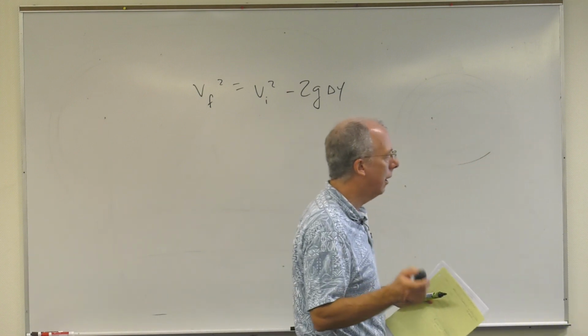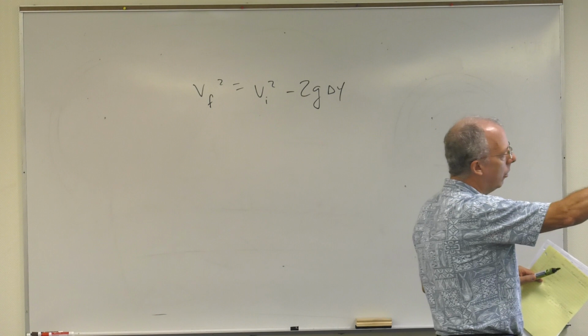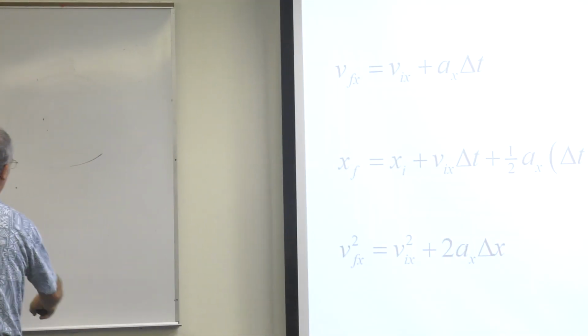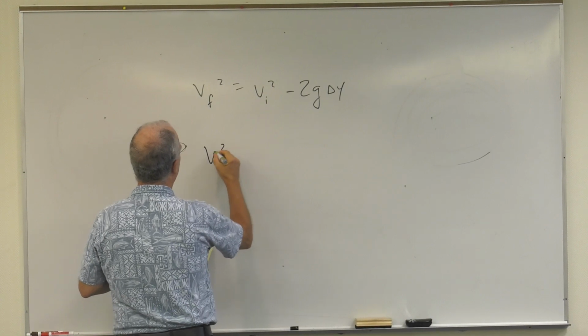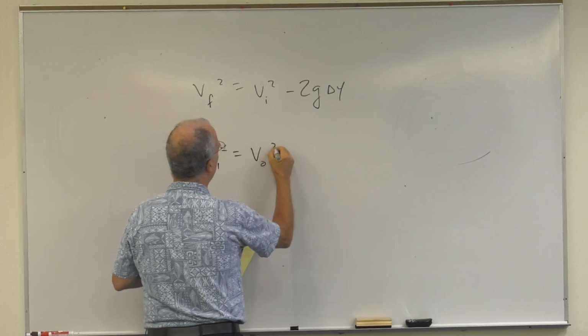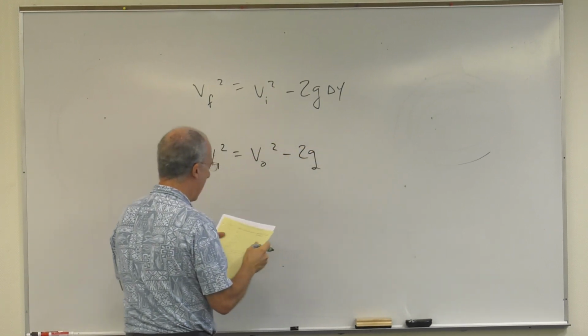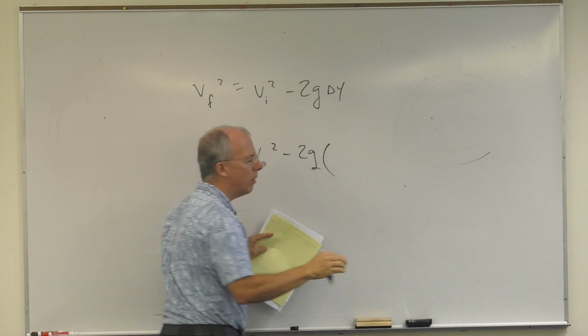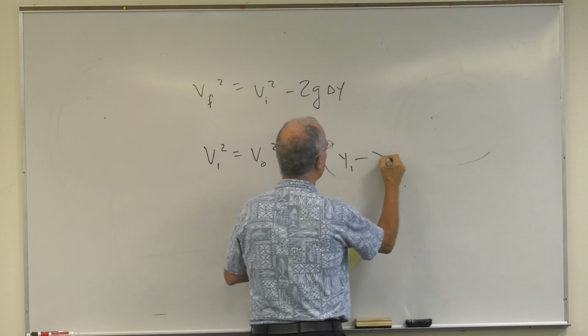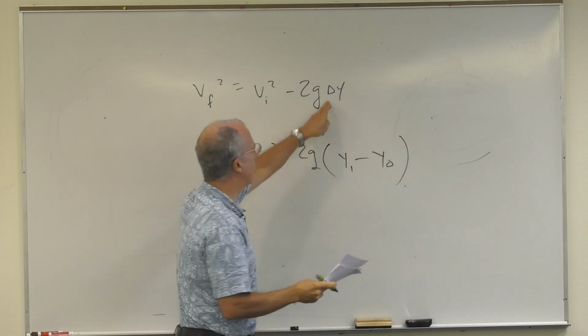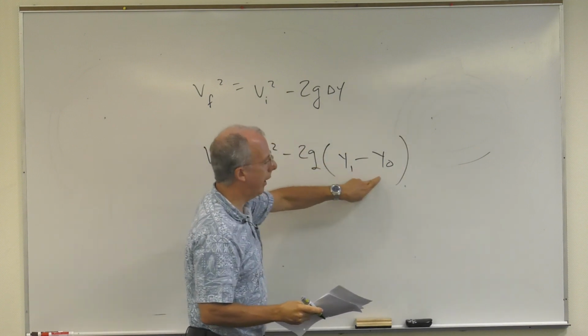So it's okay. This is my initial point, y0. This is my final point, y1. So I have v1 squared equals v0 squared minus 2g. Now, what's delta y? Remember, what's delta anything? Final minus initial. So it's y1 minus y0. Delta y, y final minus y initial.